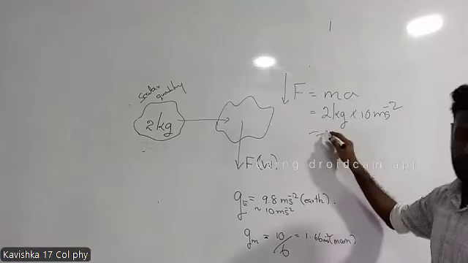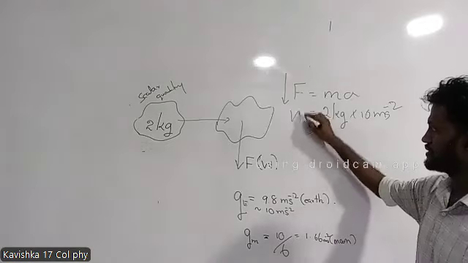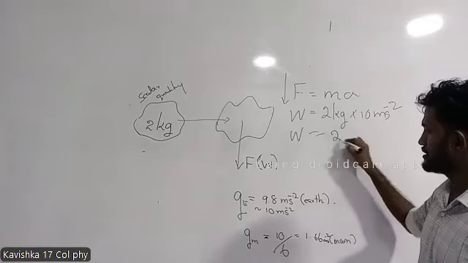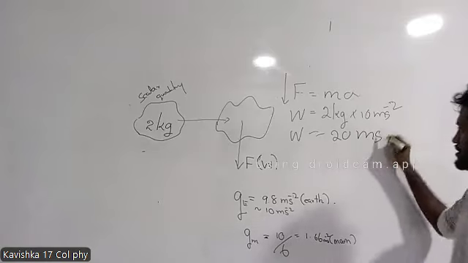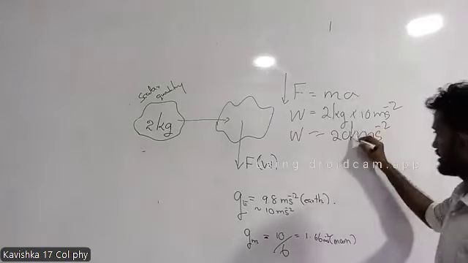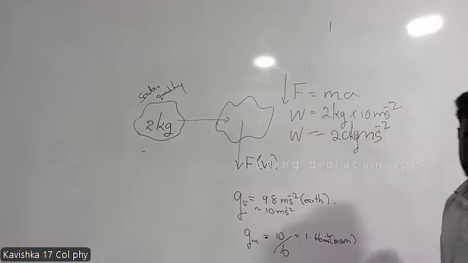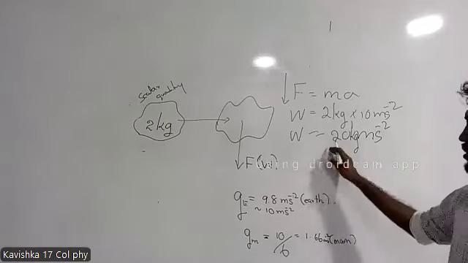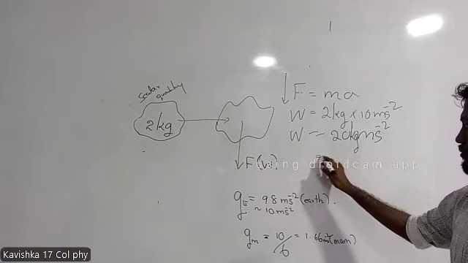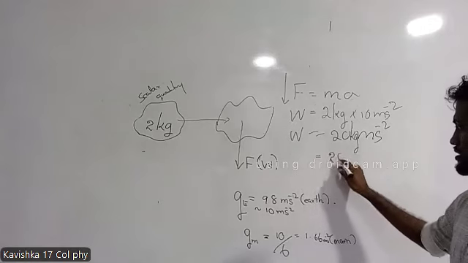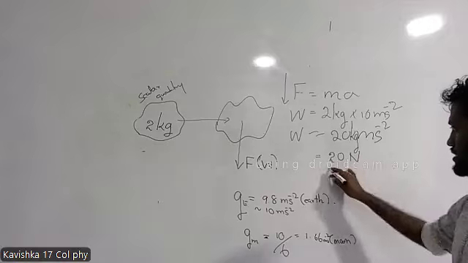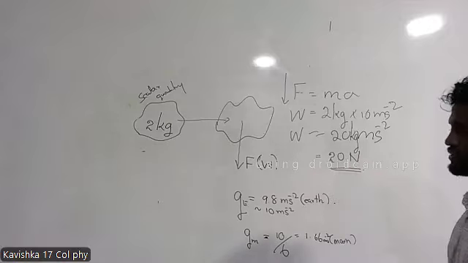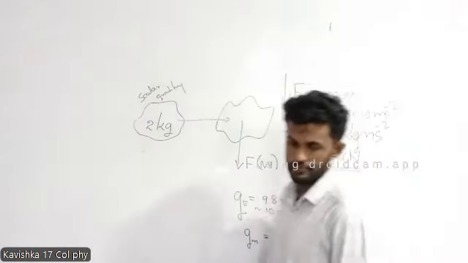Then you get the value for weight: 20 kg ms minus 2. This we can also write as 20 newtons. Right.